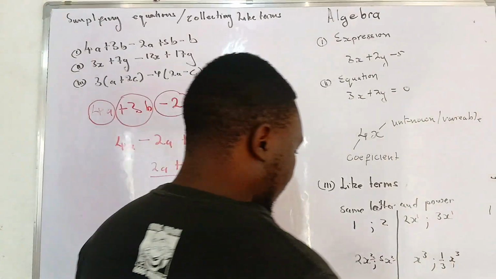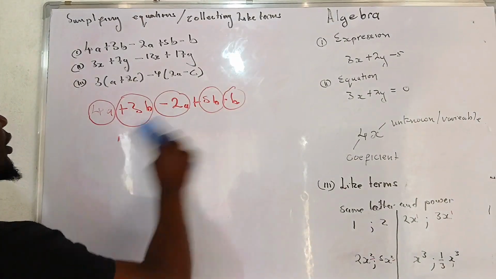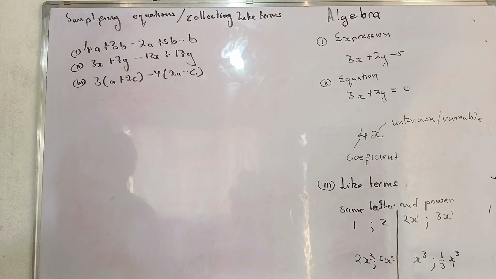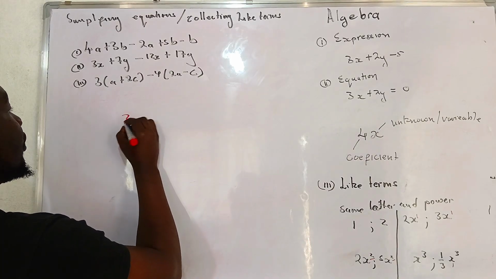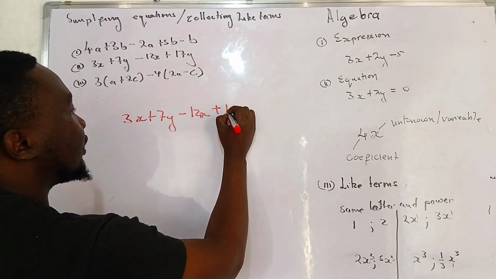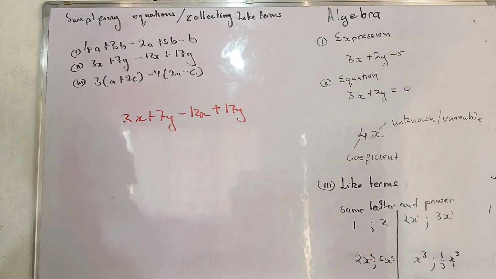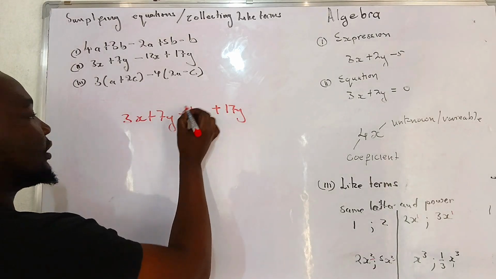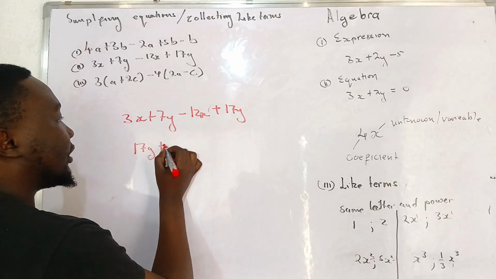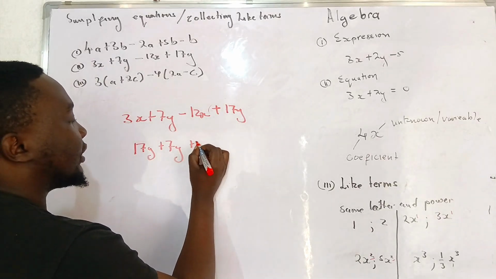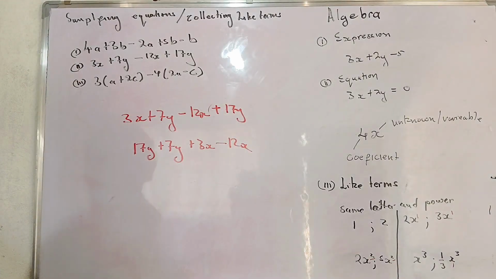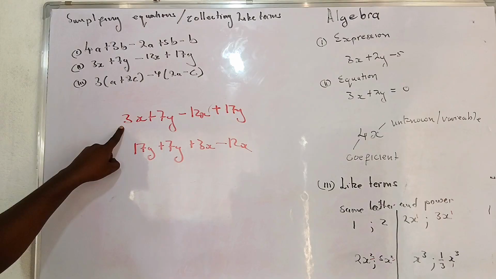Let's do another example on simplification. So you have 3x plus 7y minus 12x plus 17y, and you're told to simplify. So you collect like terms. So firstly, I'm going to take the 17y plus 7y, then plus 3x minus 12x. So I've simply rearranged. I've seen students struggle mostly with this 3x.